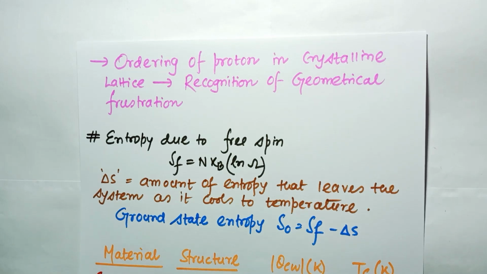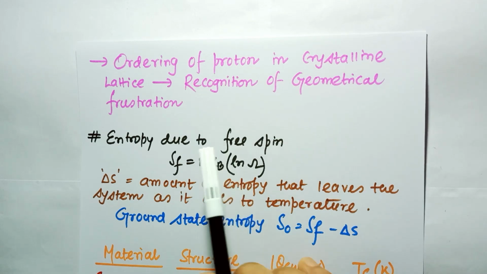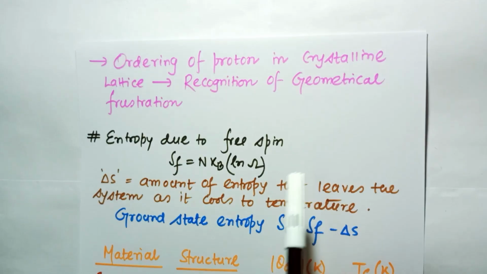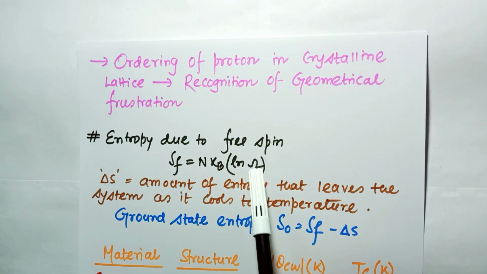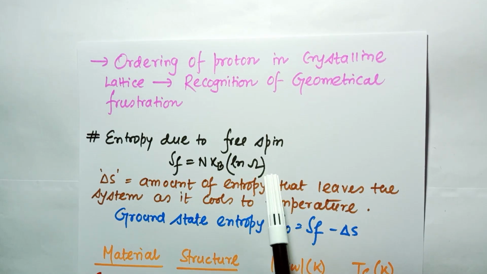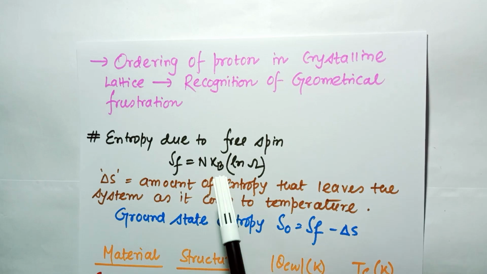Out of the total number of possible spin states, only a fraction is actually in the ground state, for which the total spin sums up to 0. Now to find the ground state entropy, we first consider the high temperature where the entropy is high, meaning the disorder is the maximum. Due to the free spins at high temperature, we can write the final entropy SF as n kB ln omega, where omega is the number of accessible states and n is the number of free spins.